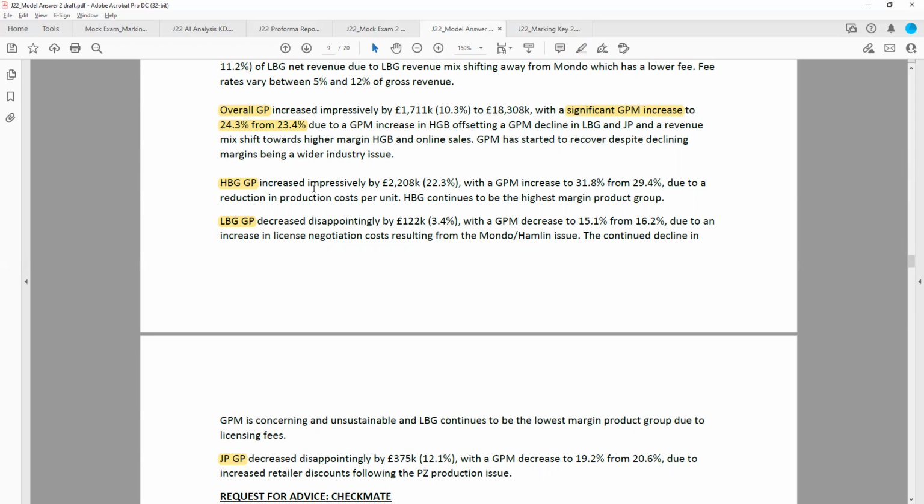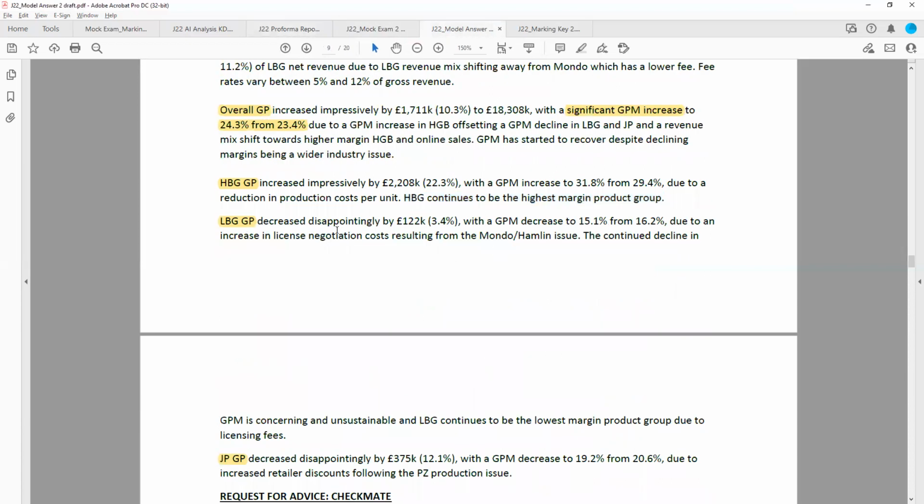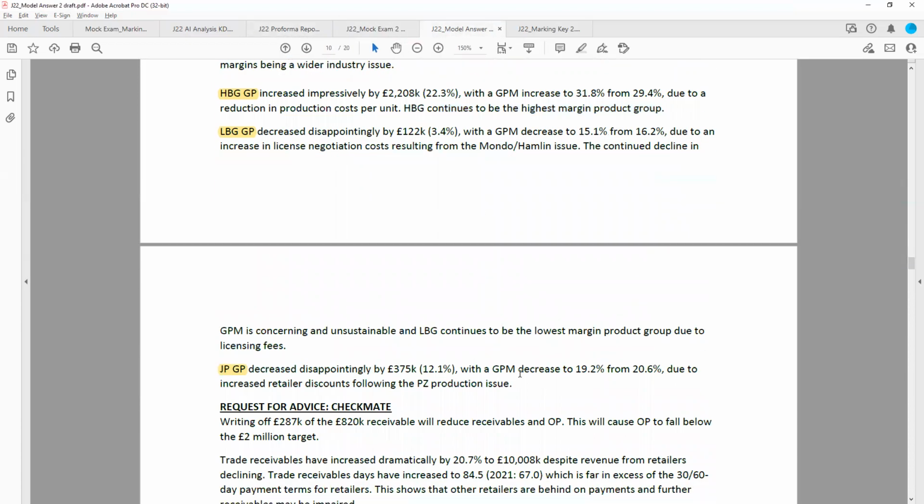But anyway, so here you could just focus on the margin for HGB, as I've just said, and then the reason. So there was a reduction in production cost per unit, as we were told on the exam paper, and then a context point that it continues to be the highest margin group. But again, we thought about some of these points prior to the exam, and then you can do the same thing with the other two as well.